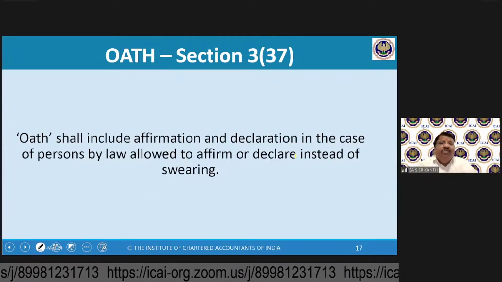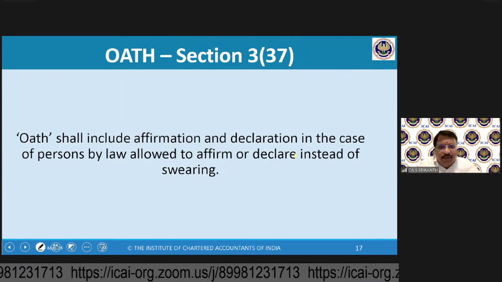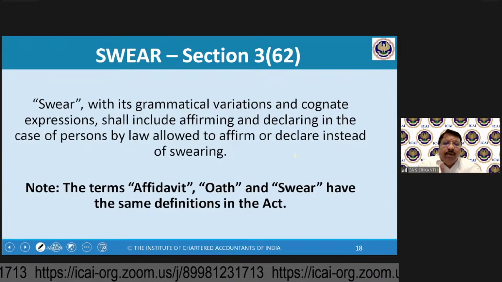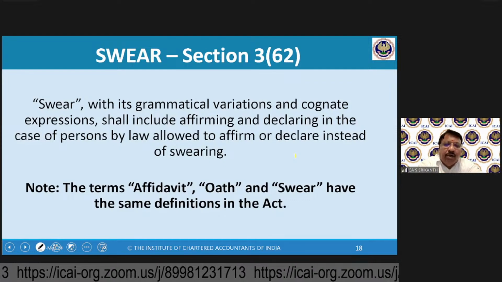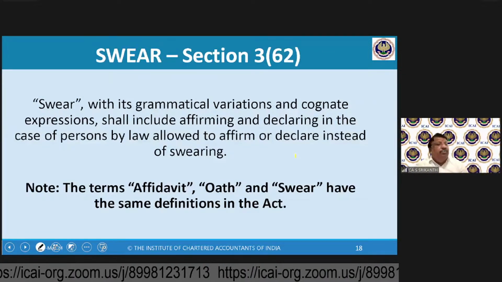Oath shall include affirmation and declaration in the case of persons by law allowed to affirm or declare instead of swearing. Right? To take an oath. Swear, with its grammatical variations and cognate expressions, shall include affirming and declaring in the case of persons by law allowed to affirm or declare instead of swearing.